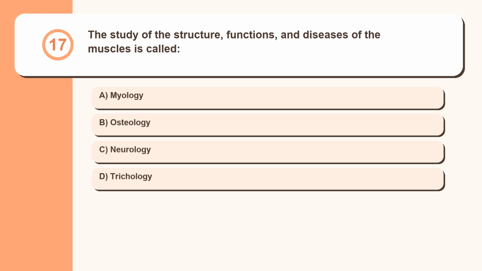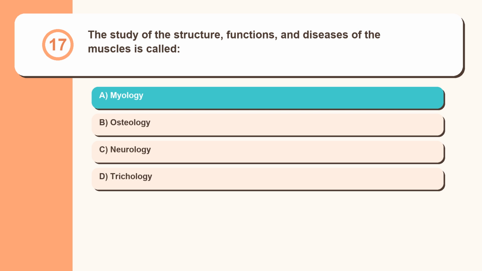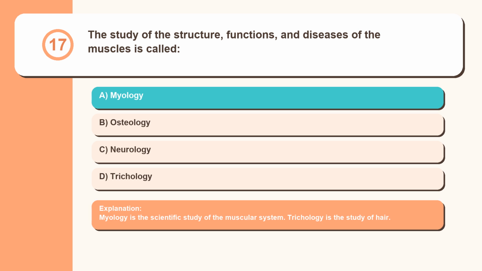Question 17. The study of the structure, functions, and diseases of the muscles is called myology, osteology, neurology, trichology. Myology is the scientific study of the muscular system. Trichology is the study of hair.